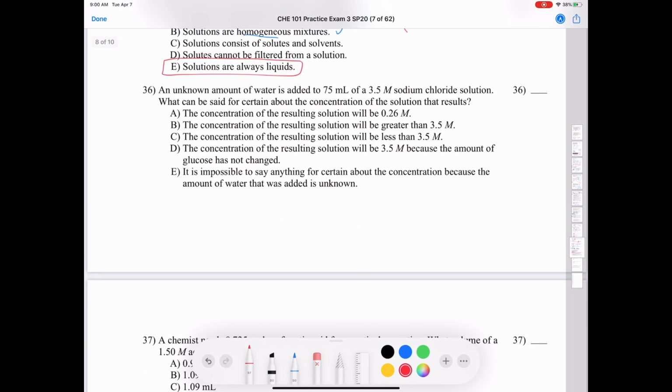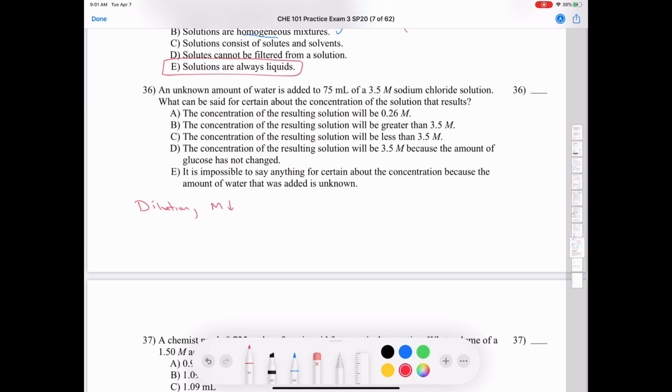Number 36, an unknown amount of water is added to 75 milliliters of a 3.5 molar sodium chloride solution. What can be said for certain about the concentration of the solution that results? Well, if we're adding water to a solution, what's going to happen is that the molarity should decrease, right? Because we're diluting it. So this is dilution, and the molarity is going to decrease.